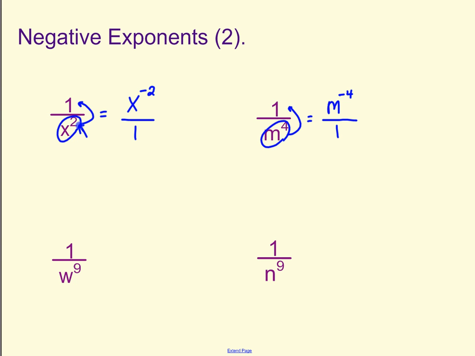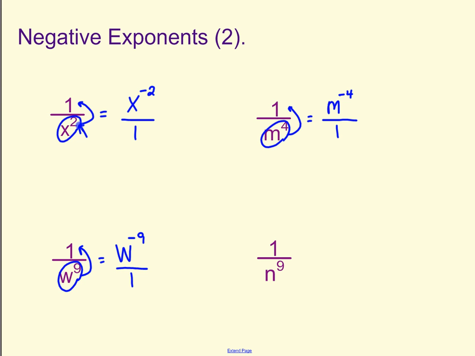Alright, w to the 9th power. It's positive. I need it to be negative, so I'm going to move it. If you need to change the sign of your exponent, you move it in your fraction. It's going to come up here. The w stays. The positive 9 becomes negative. It's over 1. Write it if you want. Doesn't matter to me.